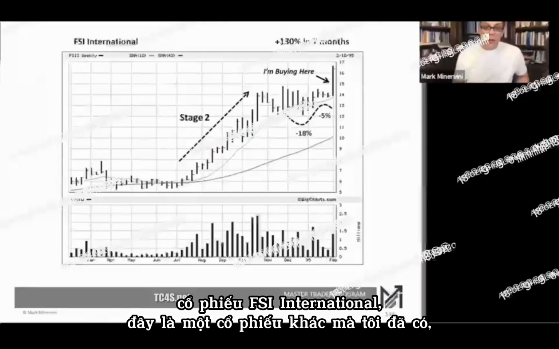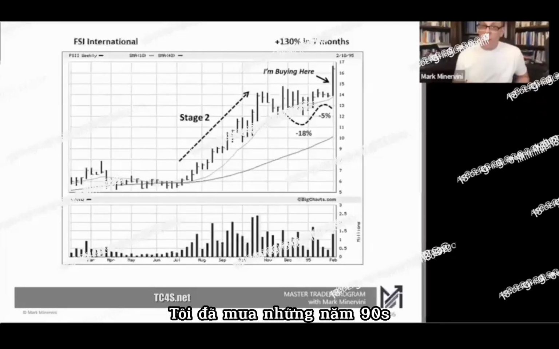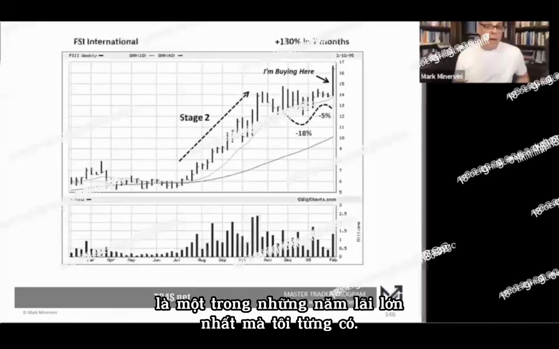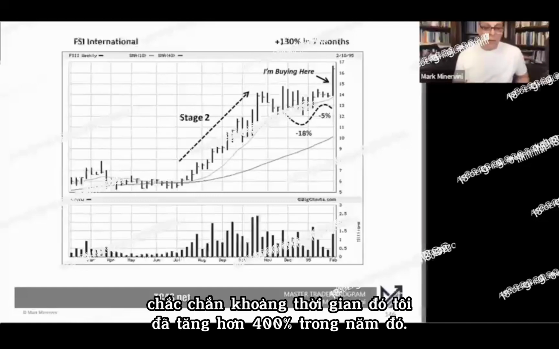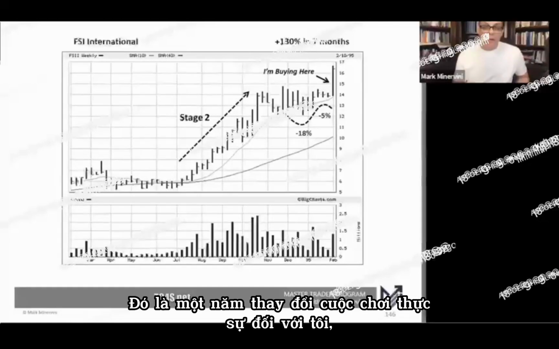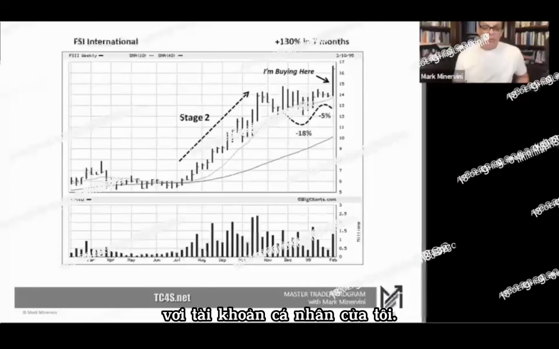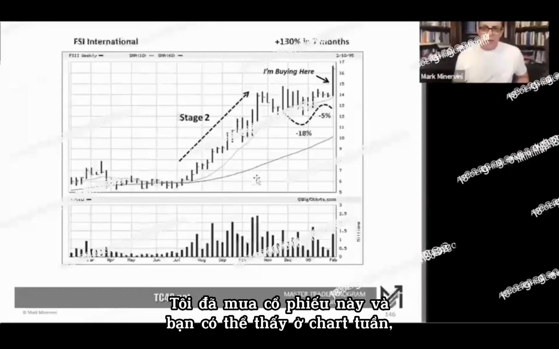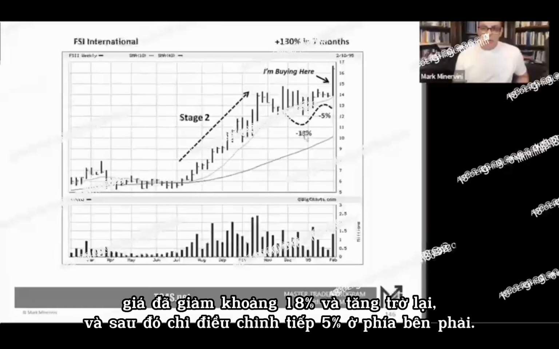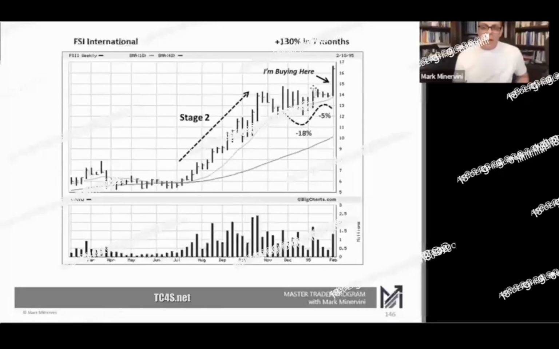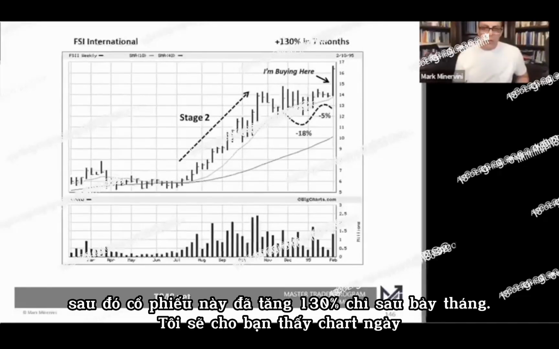So FSI International, this was another one that I had bought going back in the 90s. As a matter of fact, 1995 was one of my biggest years that I ever had. Certainly around that time, I was up over 400% that year. It was a real game-changing year for me with my personal account. And I bought this stock, and you can see on a weekly, it came off about 18%, rallied back, and then just 5% on that right side. And this took off 130% in just 7 months.